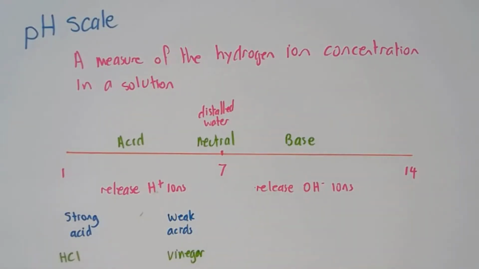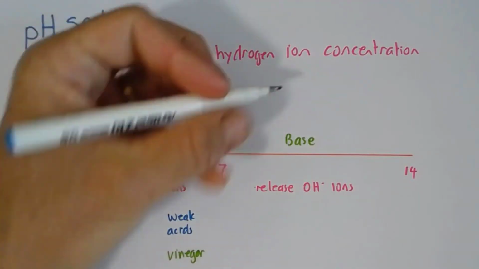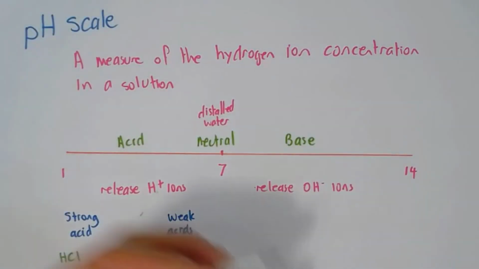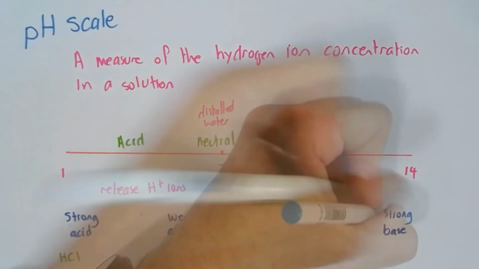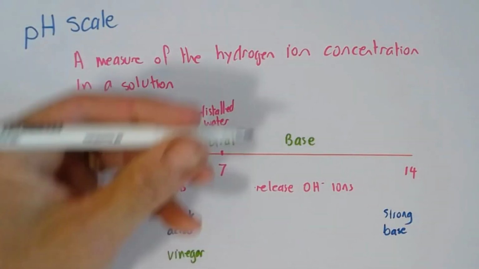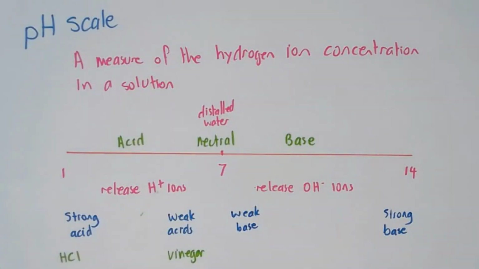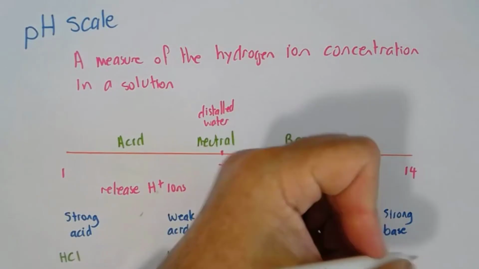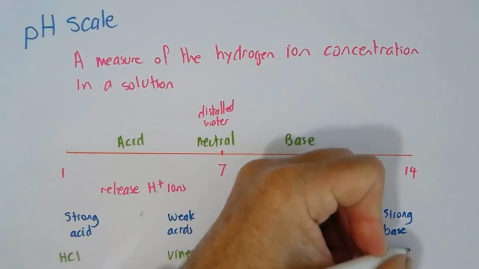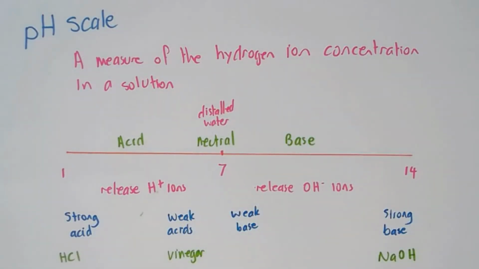So bases, again, we have strong and weak bases. So 14 would be our strong base, and our weak bases are around about 8. An example of a strong base would be sodium hydroxide, and a weaker base would be soap.